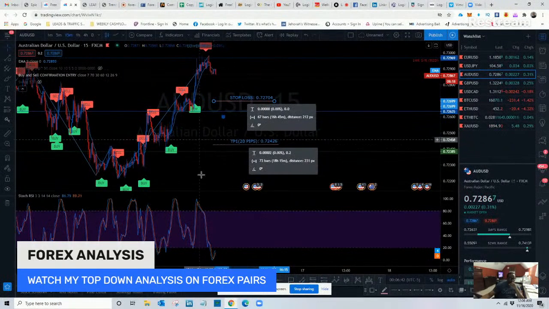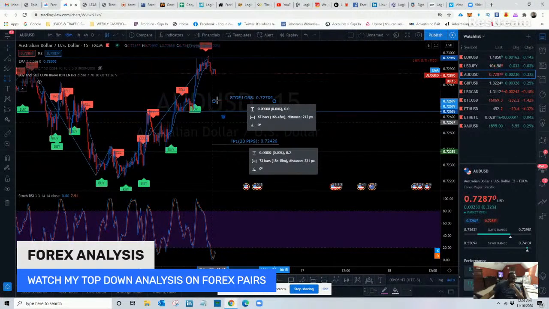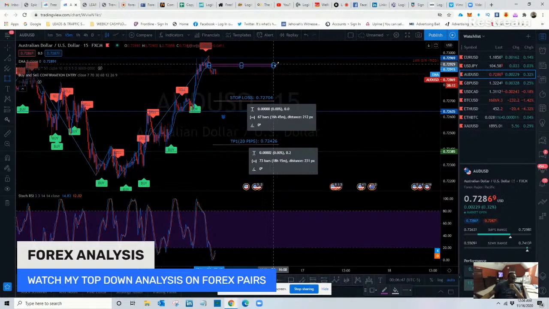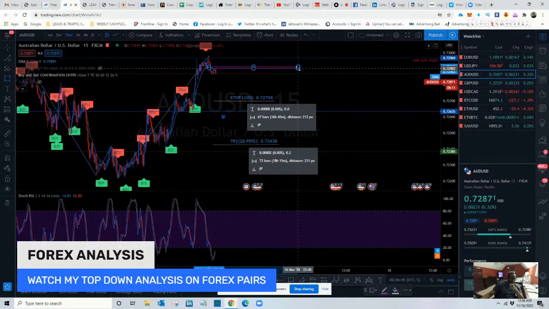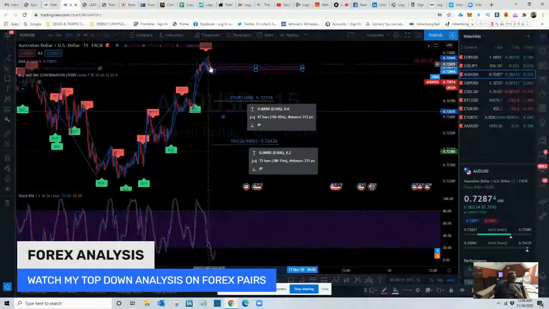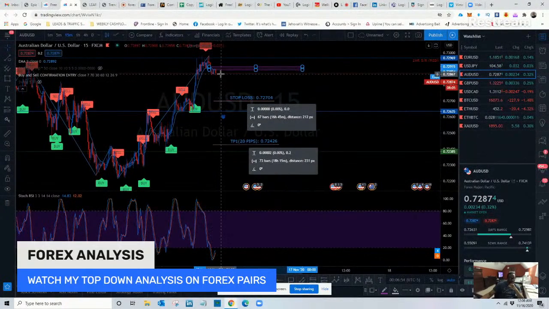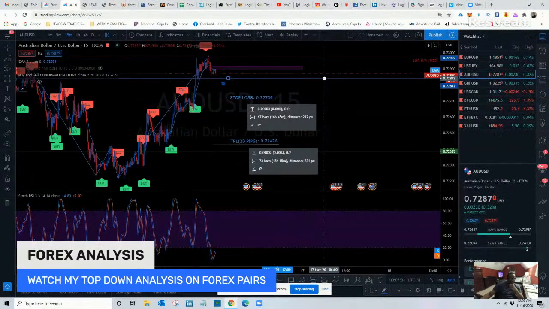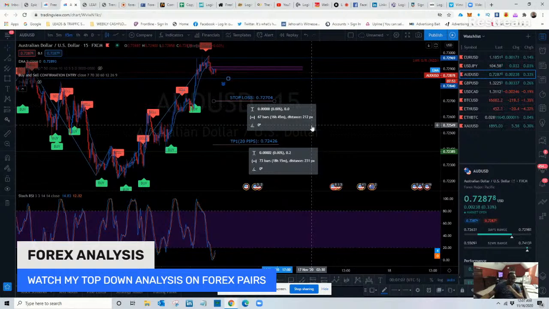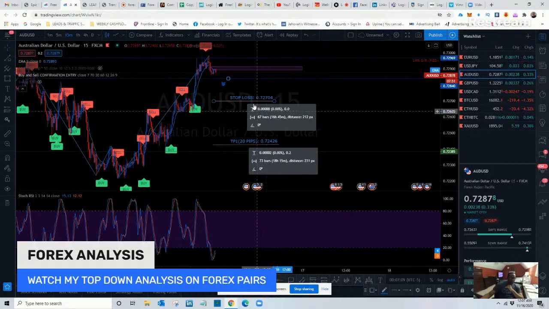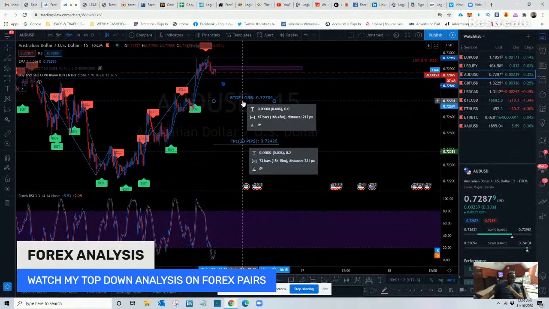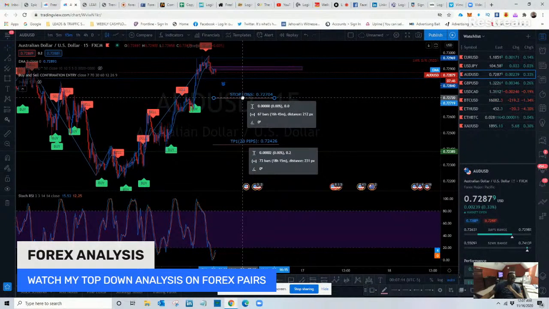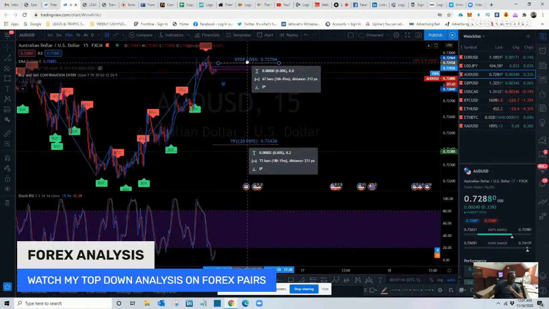It actually tested here, so we might even be able to enter here, because it broke this 50 line and they retested. So I'm going to move this horizontal line and wait for price to alert me right here. And I'm going to jump in for the sell and see what happens, for practice in my demo account. And then I'm probably going to put the stop loss up here.